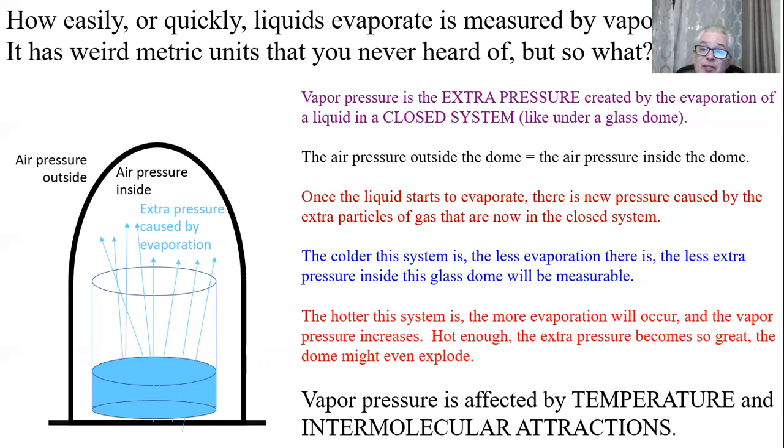The water has very strong intermolecular attraction. It's going to have a lower vapor pressure, whereas acetone, which has very weak intermolecular attraction, is going to evaporate quicker. It's going to have a higher one. So there are two things that affect what's called vapor pressure: temperature, where hotter almost always increases the vapor pressure, and the intermolecular attraction. The stronger the intermolecular attraction, the lower the vapor pressure. The weaker that attraction is, the easier it evaporates, and the higher the vapor pressure.